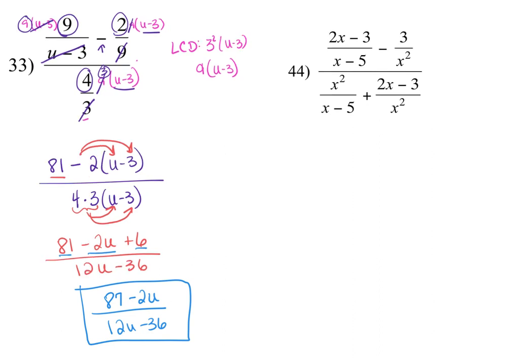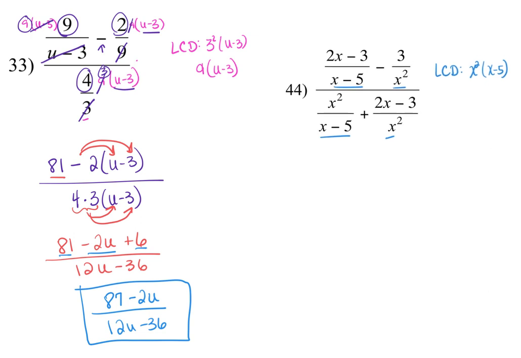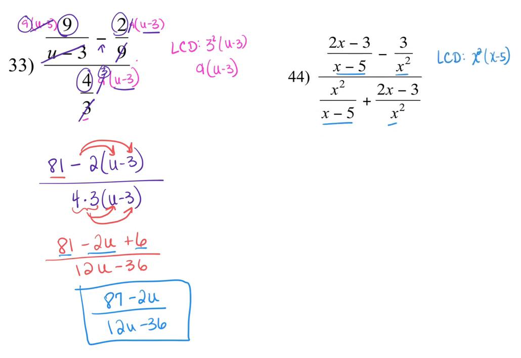For this one, I'm going to, again, find my least common denominator. I have to use the x minus 5. It takes care of both of those. And I have to use an x squared, which takes care of those. So my least common denominator looks like that. I'm going to multiply every piece by that x squared times x minus 5. So I'm going to say x squared times x minus 5, four times, once for each piece.